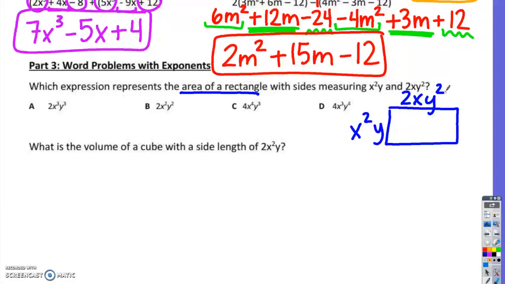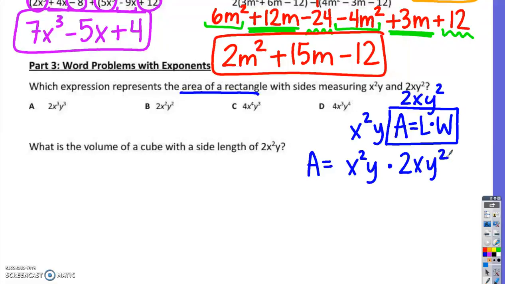So for area, hopefully you remember that the formula for the area of a rectangle is area equals length times width. Ultimately, all we're doing is multiplying these two things together. So the area of this rectangle is equal to x squared times y times 2xy squared. Now we're just applying the product rule, remembering that whenever we multiply things of the same base, we add their exponents. Fill in your little 1 if that helps you. We can also assume there's a 1 out here in front.